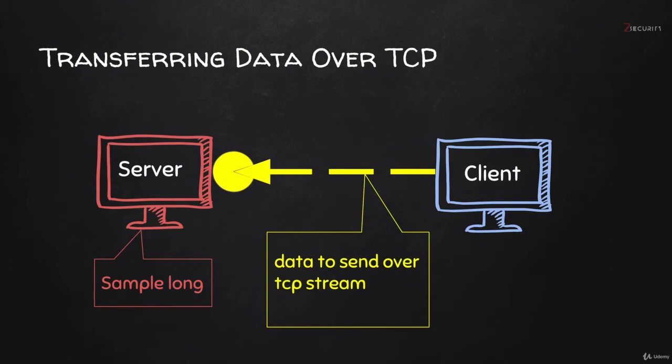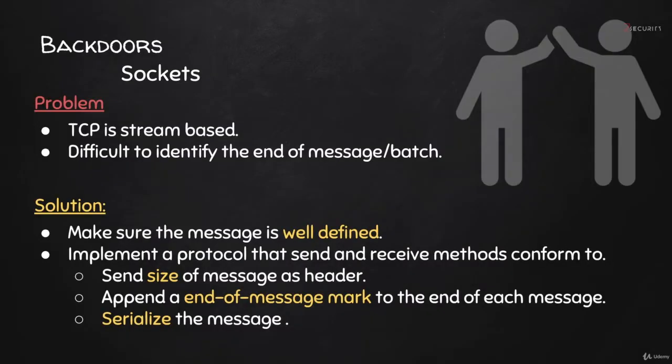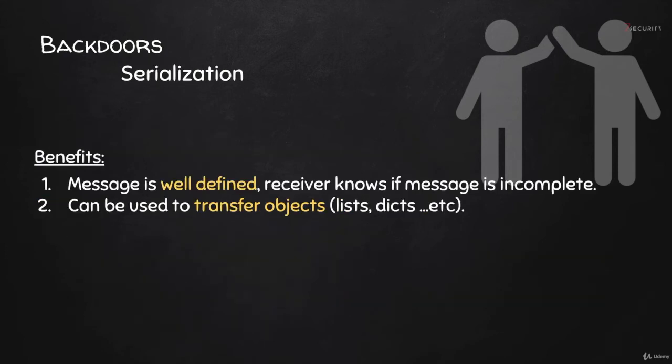And finally, which is the method that I want to use and implement, is using serialization. Now, serialization is very commonly used in programming, not only in Python, when we want to transfer data between two computers. The reason why this is very widely used is because, first of all, it fixes the issue that we have right now, which is our messages are not well defined. So using serialization, our message is going to be well defined and the receiver will know exactly where the message ends.